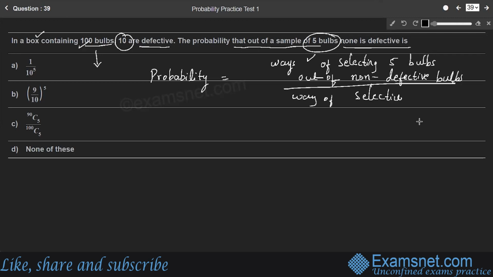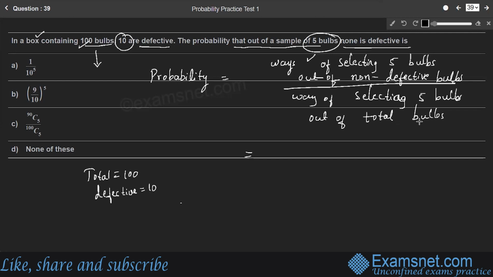Ways of selecting 5 bulbs out of total bulbs. Here total bulbs are 100, right? In that, defective bulbs are 10. So non-defective bulbs are 90, right? Therefore, out of 90 bulbs, we need to select 5 bulbs. In how many ways can 5 bulbs be selected? In 90C5 ways, 5 bulbs can be selected.